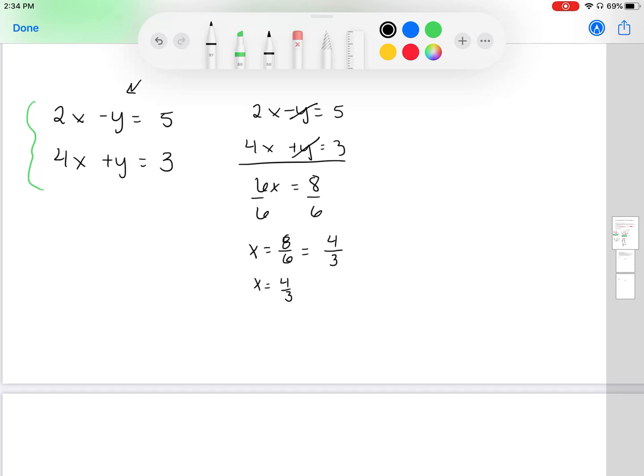We have x. Let's find y. Plug x into one of your equations. It doesn't matter which one. I'll use the second one. I have 4x plus y equals 3, and I'm going to plug in x is equal to 4 over 3.